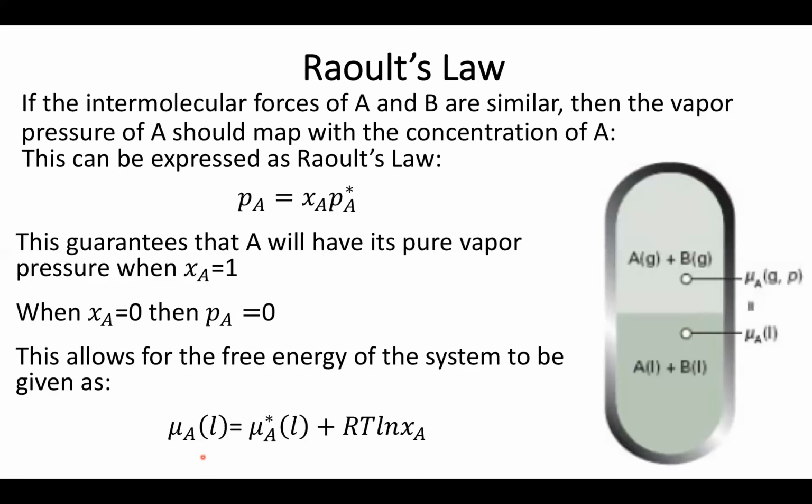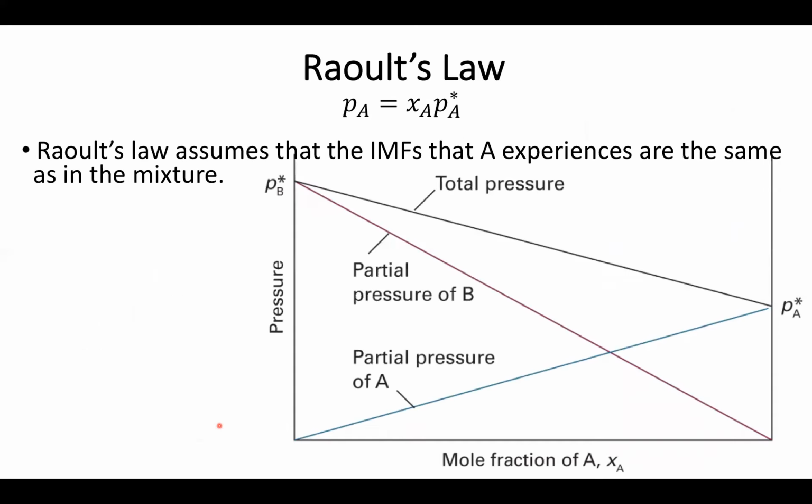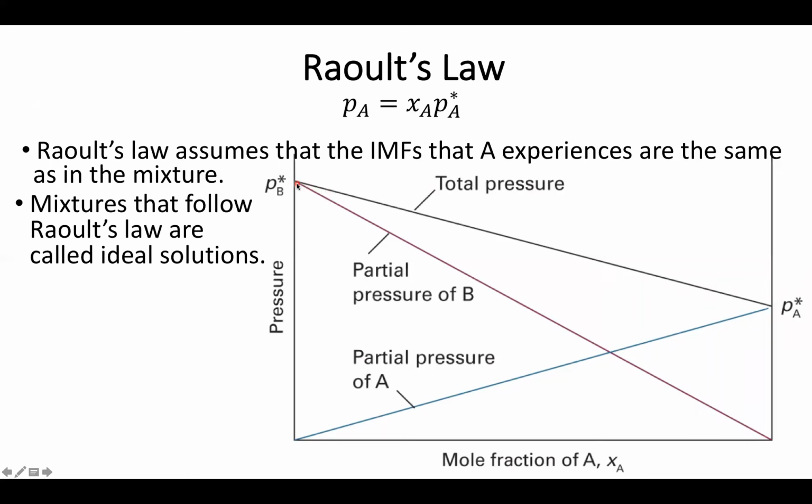It already has a lot of configurations it's adopting in the liquid phase, so it doesn't really want to do anything else. But one of the important parts of Raoult's law is that it's making the assumption that the IMFs experienced by A are the same in the mixture as they are in the pure species. And because of that, more or less what we're watching is this linear relationship.